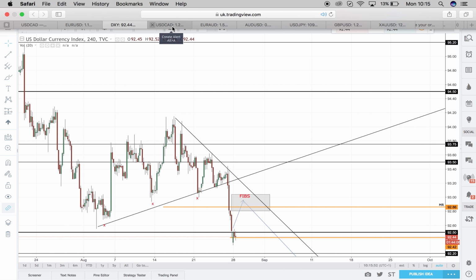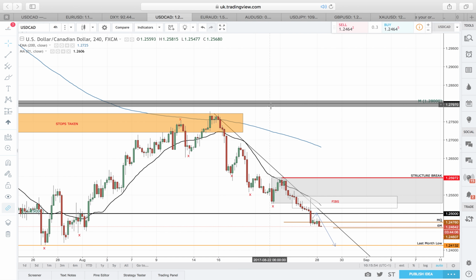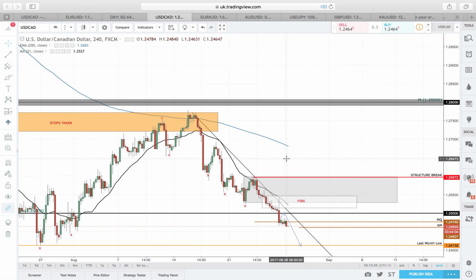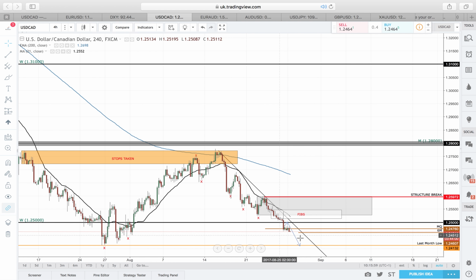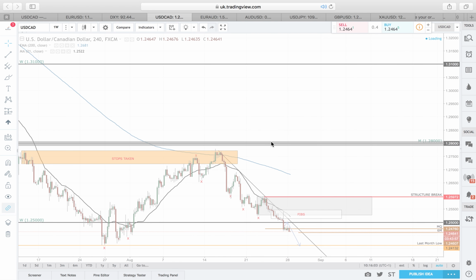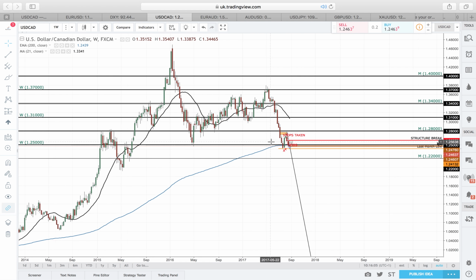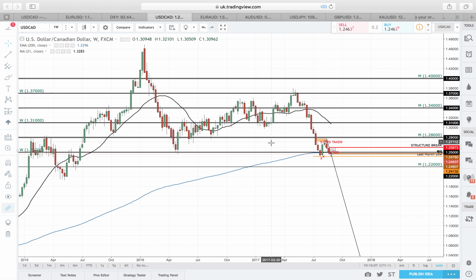Anyway, Tuesday. USD CAD anyway. It's kind of mirroring my expectations as well, because what I expected for USD CAD is we're sinking down to last month's lows. I'm bearish on it. Let me just go to the weekly. I'm bearish long term. It's the same thing as DXY.